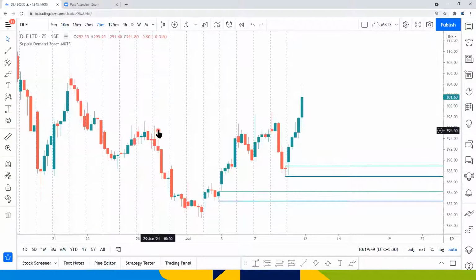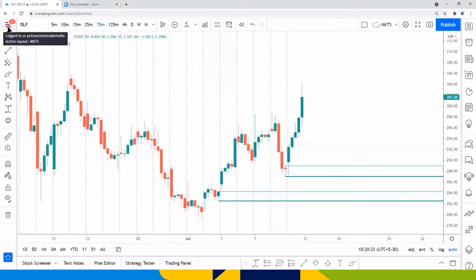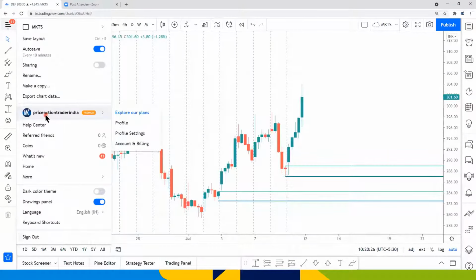Divya Prakash Singh says, I do not find it under invite only scripts. So Divya Prakash, it must not have been enabled for your TradingView ID. So you need to share your TradingView ID with me. Then I can activate that indicator. At the end of the session, I'll share a form, please fill that up. And where to check your TradingView ID or your username? To the left. If you see this, this is my username, Price Action Trader India. So you need to locate your TradingView username and share that with me. Where to check it? Three horizontal lines to the left, drop down. Check whatever is your username.